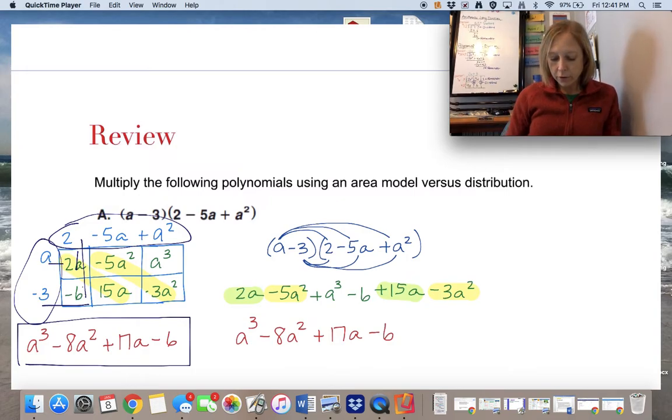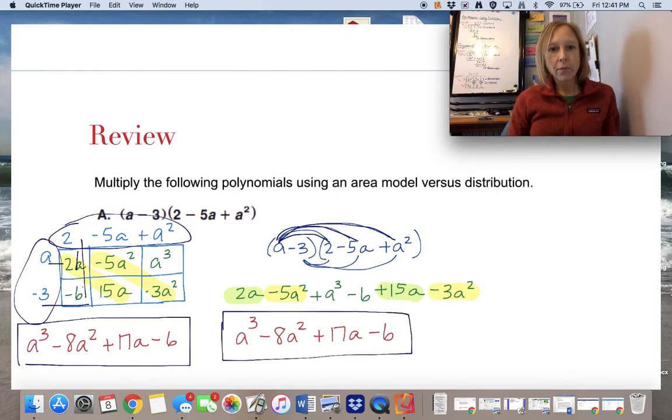Another way you could have learned is just by distribution. So we distribute this a to the 2, negative 5a, and a squared in the next parentheses. Then we distribute the negative 3, again combine like terms, and here's your final answer. So notice both methods involve similar steps of multiplying individual terms, combining like terms, and then writing out a final answer that's the same. So our focus this week is dividing polynomials.